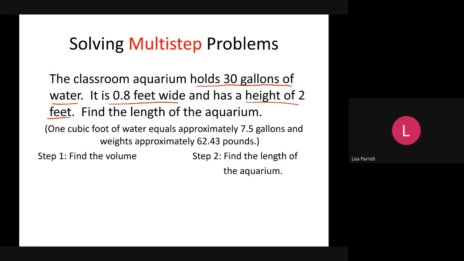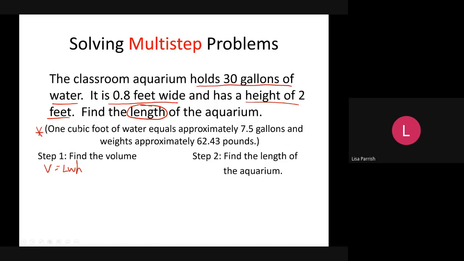So they want us to find the length of the aquarium. Once again, let's start with our formula. They didn't give me the volume here, so I can't fill that in. I don't have enough information to find the length. I have the width and the height, but I don't have the volume. That's where this little piece of information right here comes into play. Again, remember, this didn't say that the volume was 30. It says it holds 30 gallons of water.